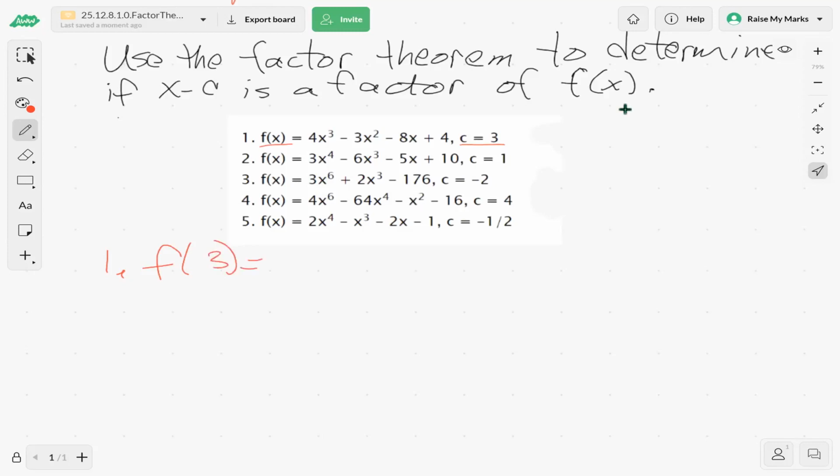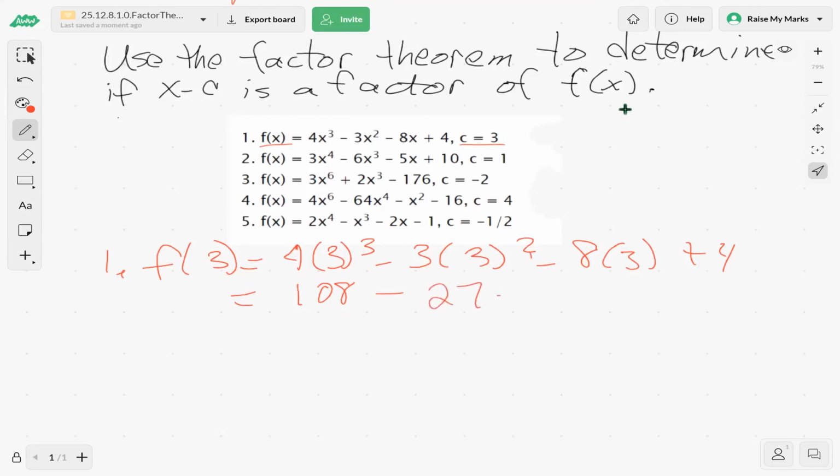So we have 4 times 3 cubed, let's just plug it in, minus 3 times 3 squared, minus 8 times 3, plus 4. All right, so 3 cubed is 27, 27 times 4 is 108. Minus 3 times 3 squared is 9 times 3, which is 27. Minus 8 times 3 is 24, plus 4. Let's see what that equals.